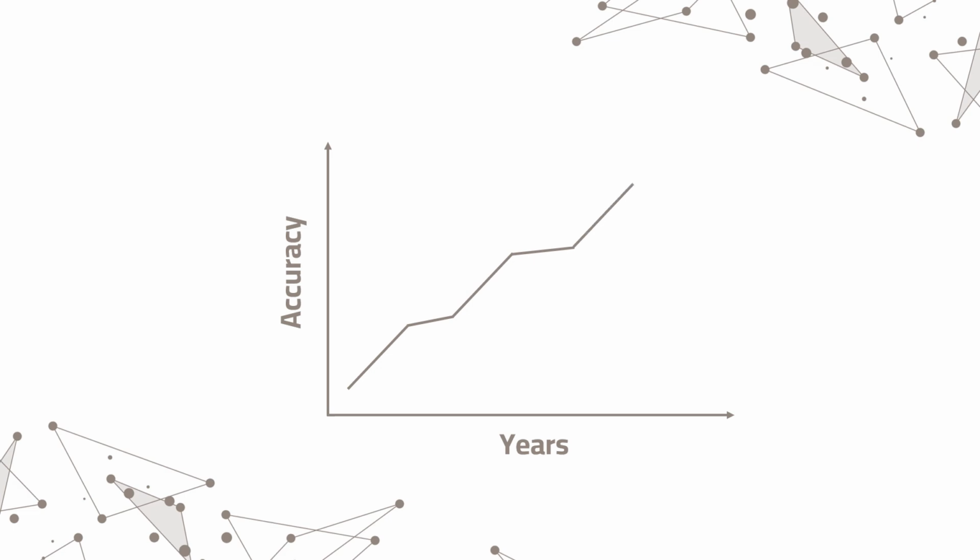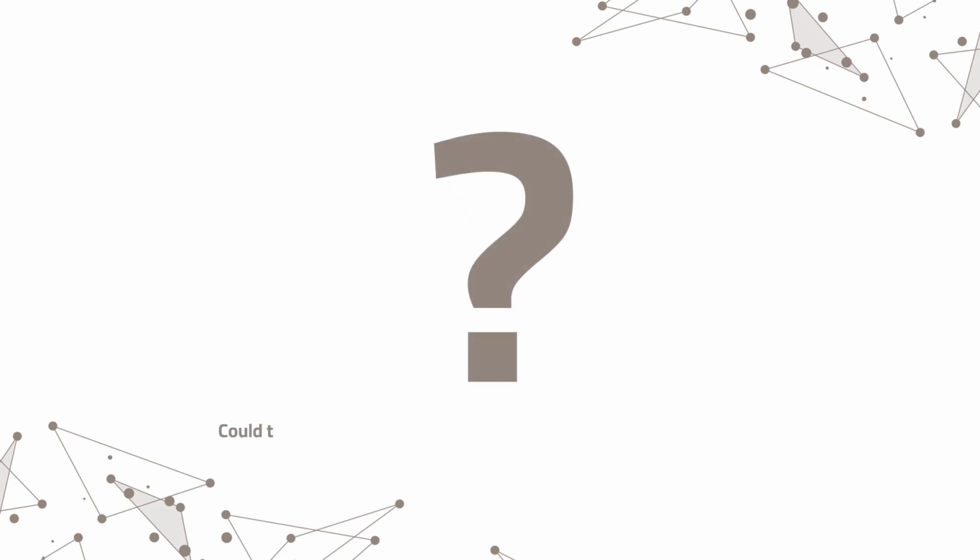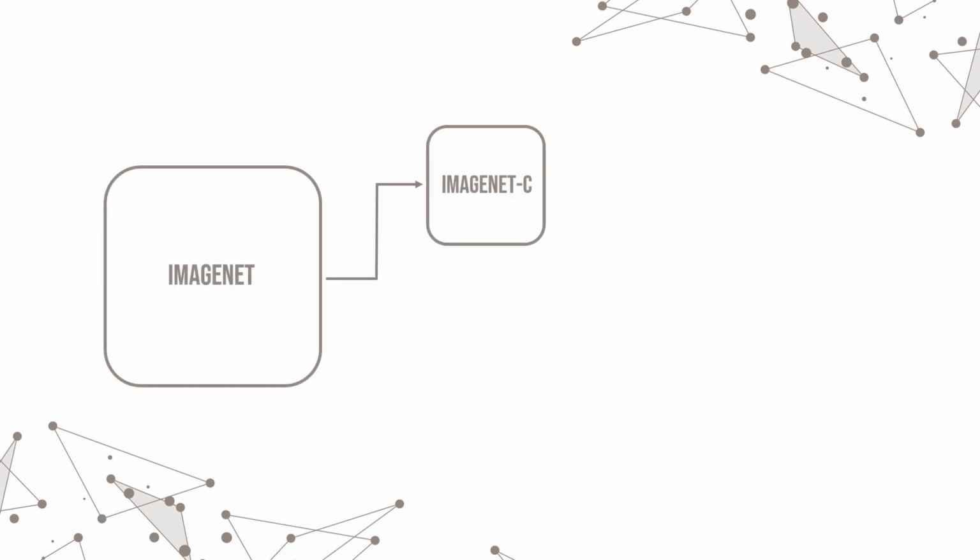But as these models became more powerful, a critical question emerged. Could these models handle the complexity and unpredictability of the real world? To answer this, researchers extended ImageNet into variants like ImageNet-C, which added corruptions like noise and blur, and stylized ImageNet, which challenged texture biases by altering image styles. Each of these benchmarks was a step forward, revealing gaps in robustness. But they had their limitations.